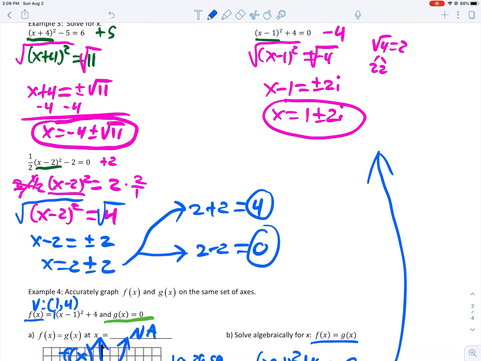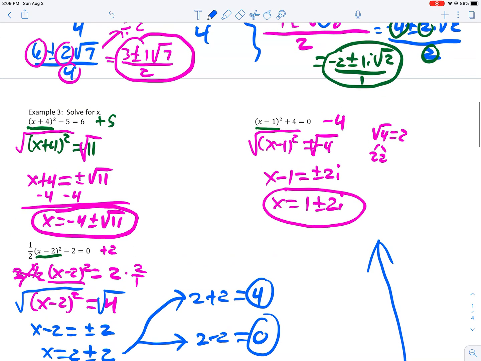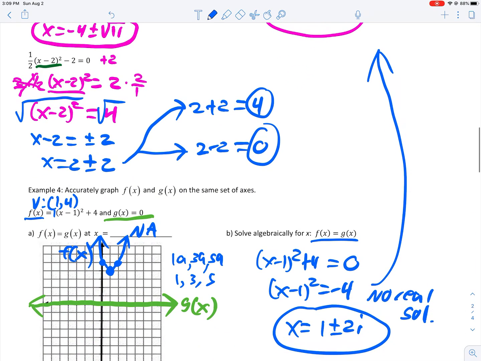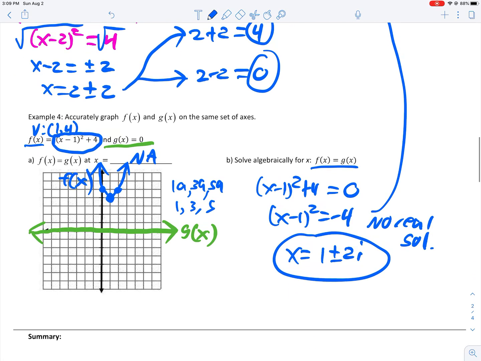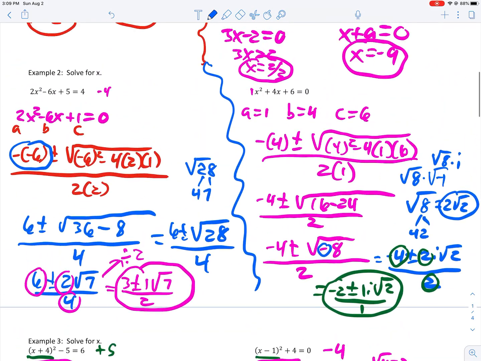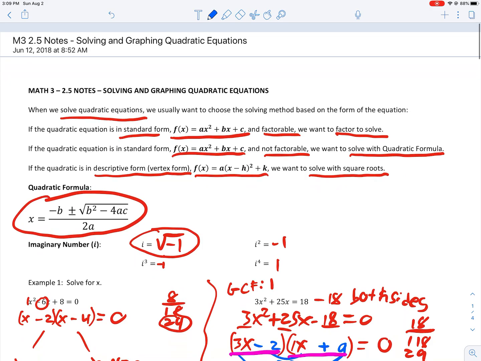So when you're solving these quadratics, you're really figuring out where the graph crosses the x-axis. When you set your equations equal to 0, you're actually finding the x-intercepts. So when I see this quadratic set equal to 0 and there was no solution, that tells me there are no x-intercepts. But we'll get to that down the road.